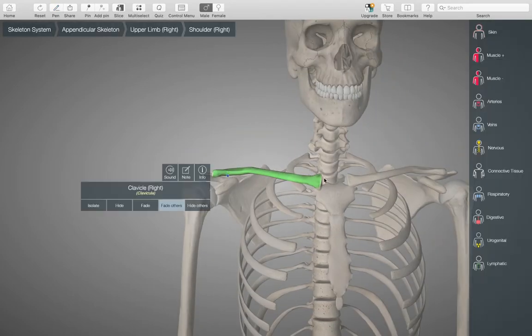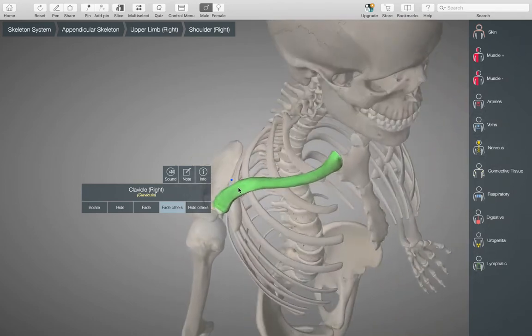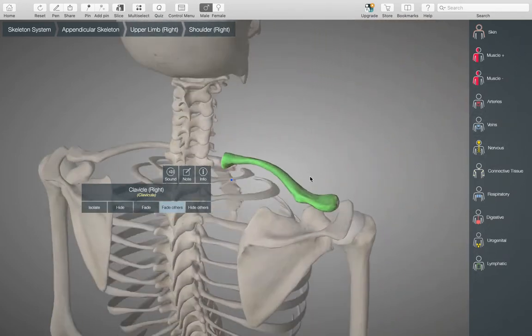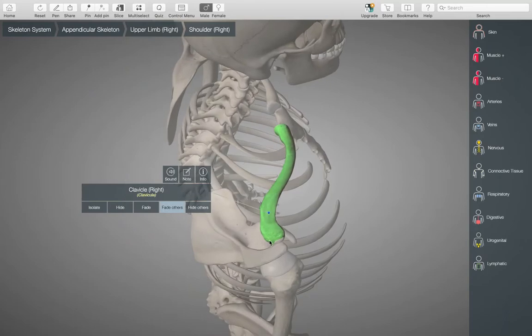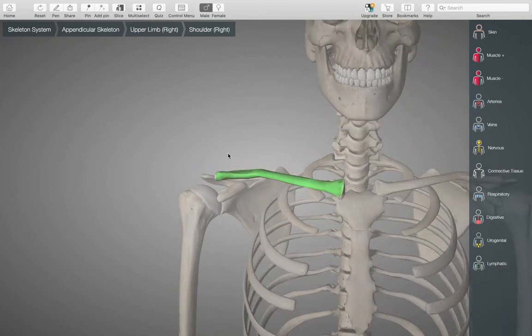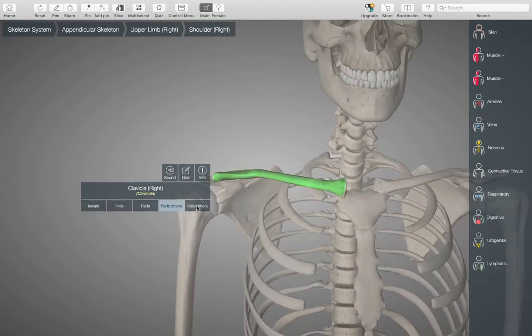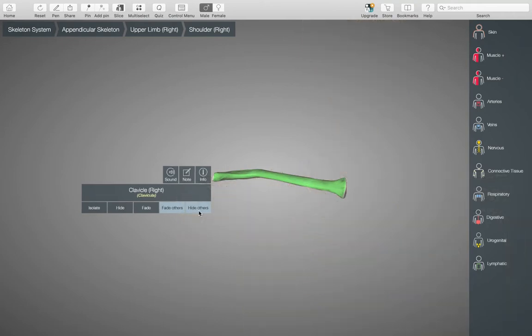It goes from the manubrium of the sternum all the way to the tip of the scapula. The thing I want you to know about this is the different ends. If this is laying on a table by itself, you should be able to tell me which end is touching the manubrium and which end touches the scapula. So we have names for those.